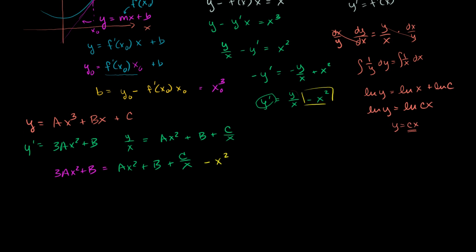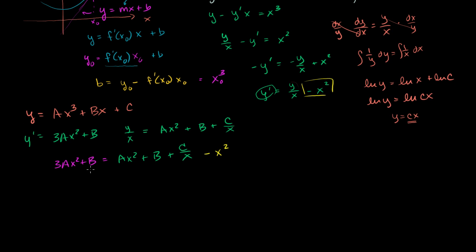So what does this simplify to? If we wanted to solve this equation, we could combine the x squared terms. So let me write it this way. We have 3a x squared plus b is equal to, we have ax squared minus x squared. So that is a minus 1 x squared, and then I have plus b plus c over x.